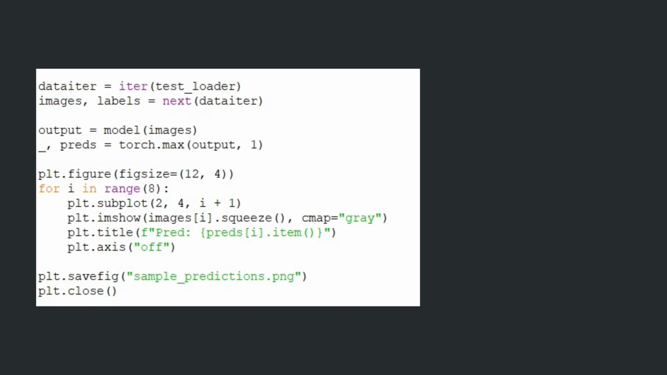This part of the code is used to display predictions visually. We take a small batch of images from the test set and pass them through the trained model. Then we plot some of those images along with the model's predicted labels. This is a great way to visualize how well the CNN performs and whether it's actually recognizing digits correctly or not.